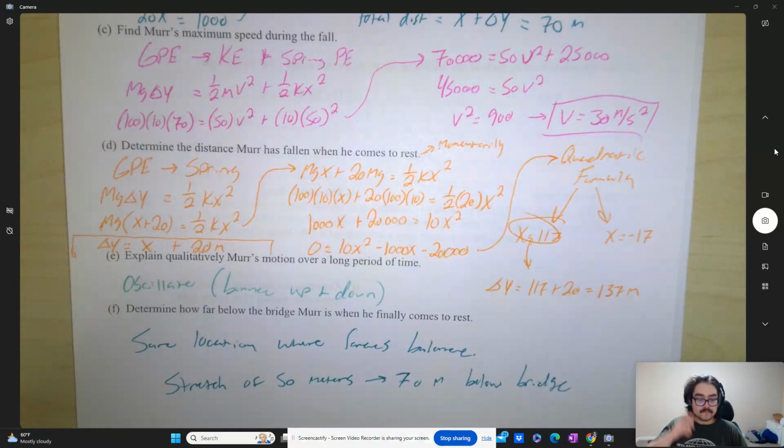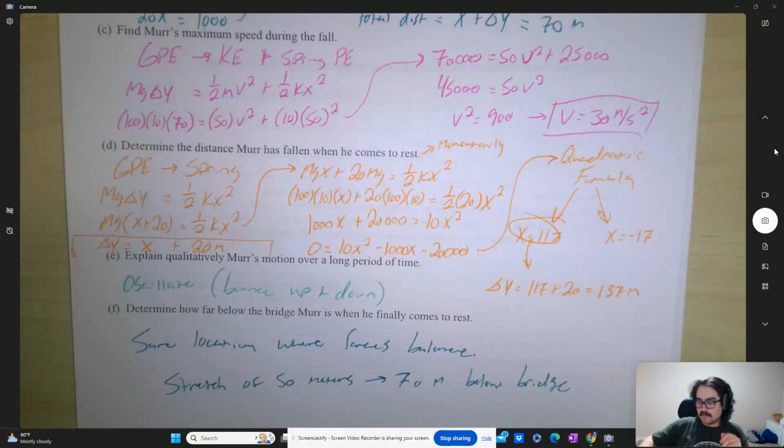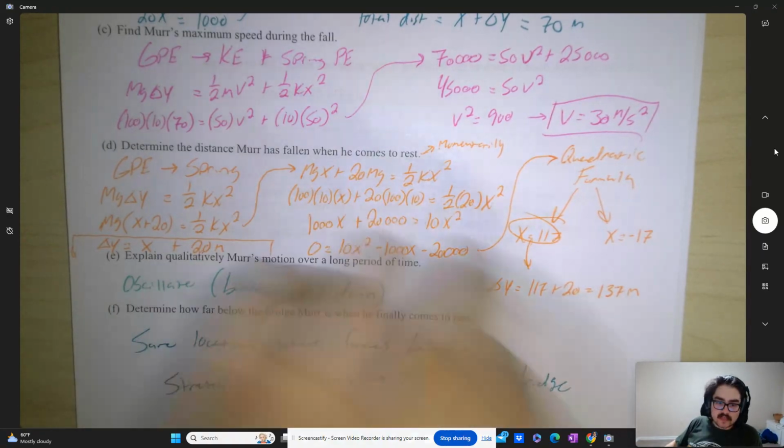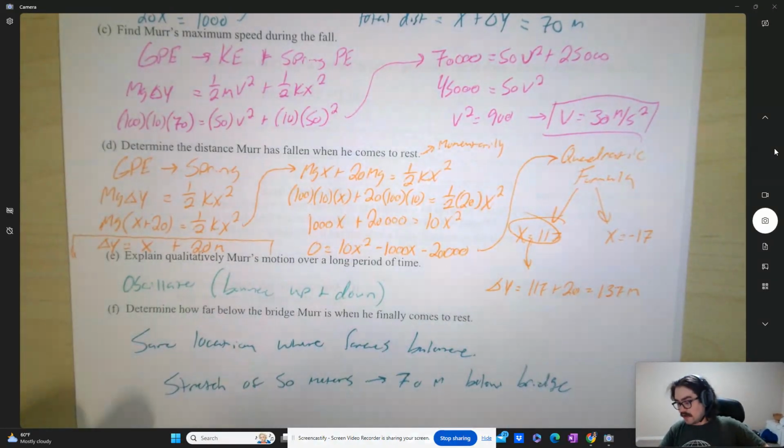So that's kind of how you can solve problems like that. That's a bungee cord example. You'll see that in things like Barbie bungee jump, all that fun stuff. And that's the whole thing.